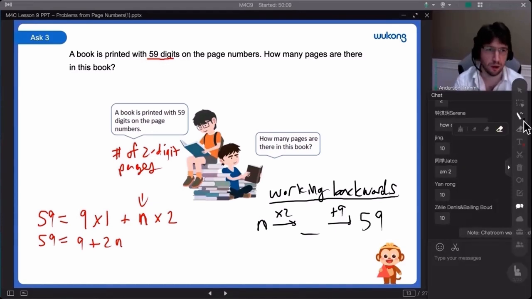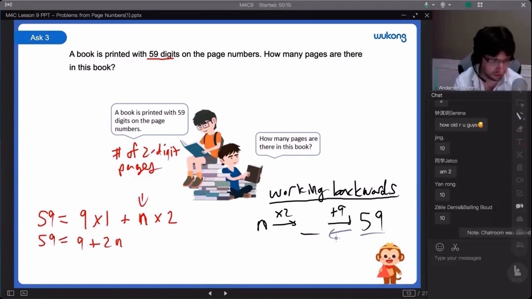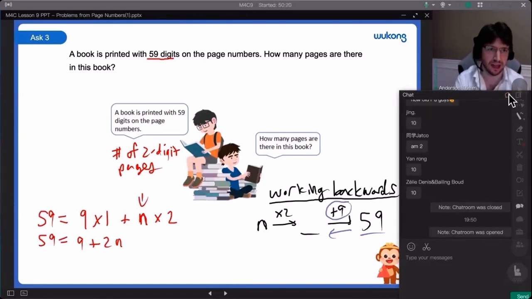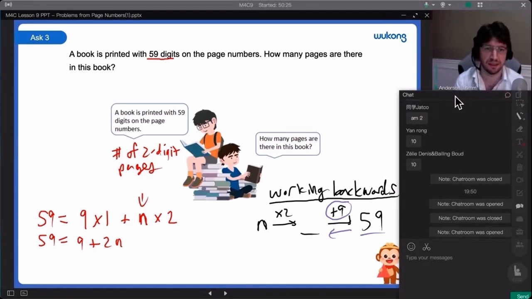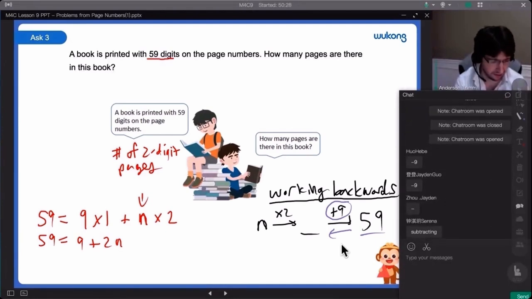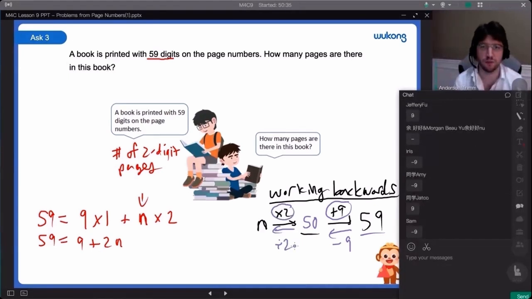So remember how working backwards works. I'm going to start at the end, and I'm going to do the opposite of each step. So what is the opposite of adding 9? Somebody tell me in the chat. There we go. Opposite of adding 9. Yep, minus 9, and that gives me 50. And then the opposite of multiplication is division, and division by 2 means half. So what's half of 50? 25, exactly. So that means that there are 25 2-digit pages.